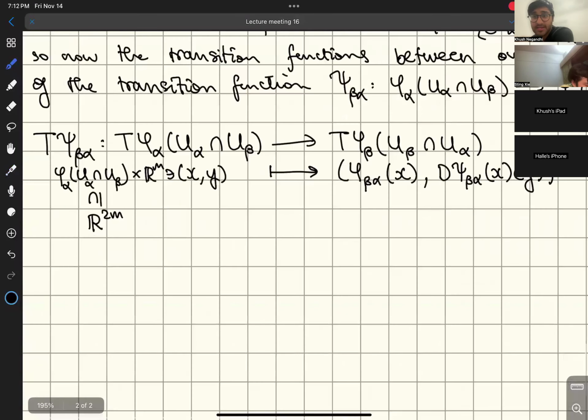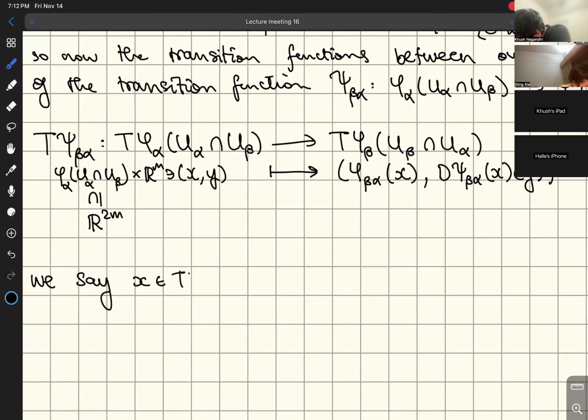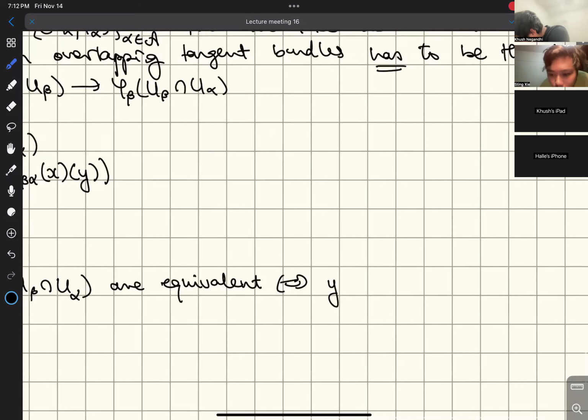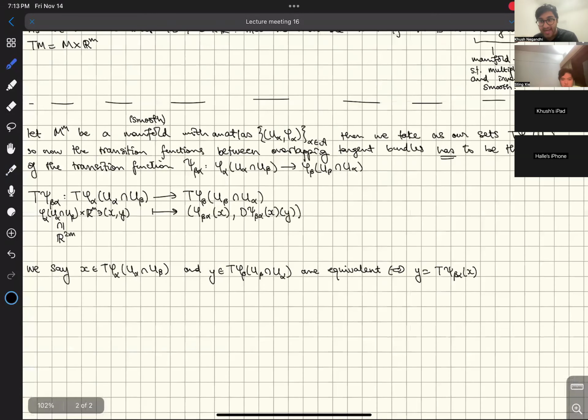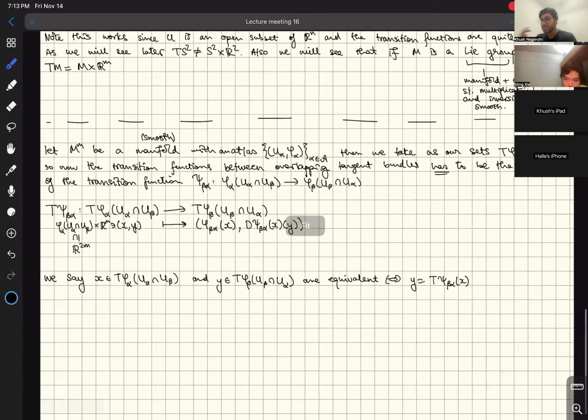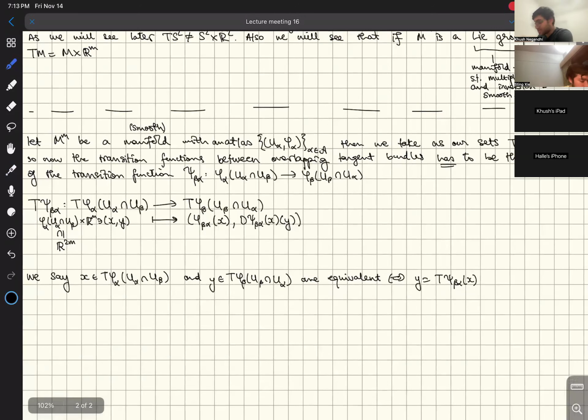So more precisely, we say that x in the tangent bundle of this and y in the tangent bundle of this are equivalent if and only if y equals T psi beta alpha of x. And then using the chain rule and the exact same logic we did in the previous section, this map is an equivalence relation. And so we can define the tangent bundle.